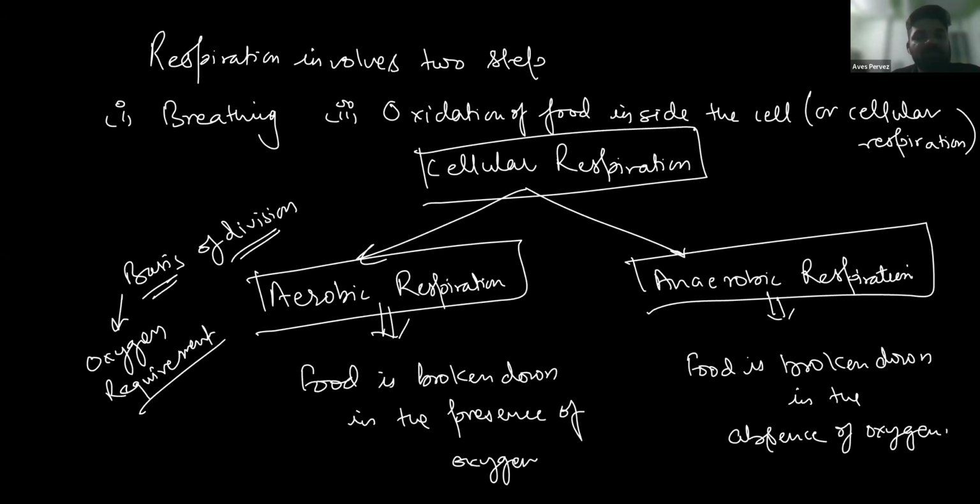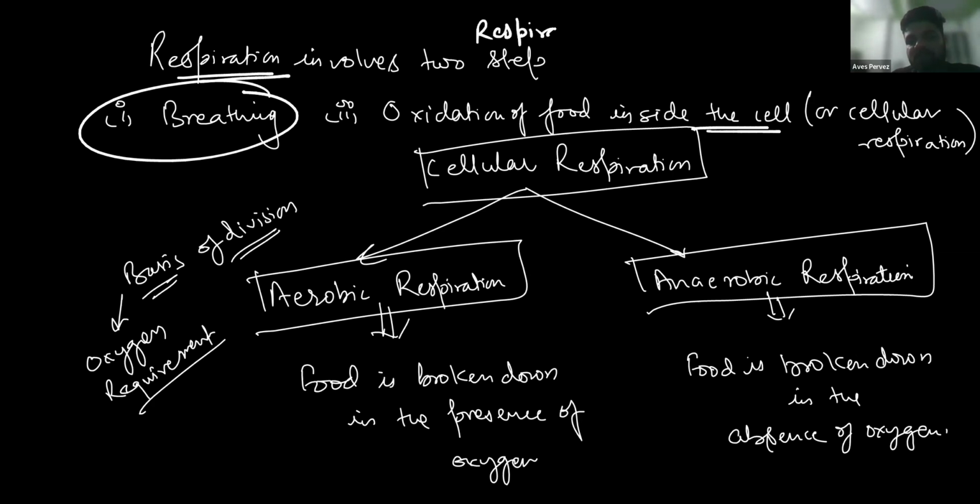So respiration involves two steps. One is breathing, the inhalation of oxygen and exhalation of carbon dioxide, and the second is the oxidation of food inside the cell. Oxidation is important. That is called cellular respiration. Now we have two types of cellular respiration: aerobic respiration and anaerobic respiration. So please note it down. Respiration is a catabolic process and it involves two steps.